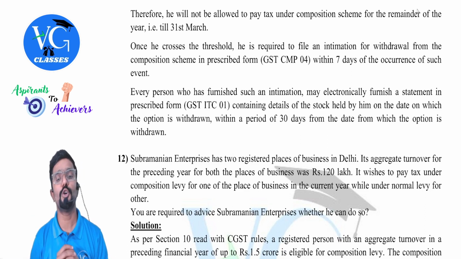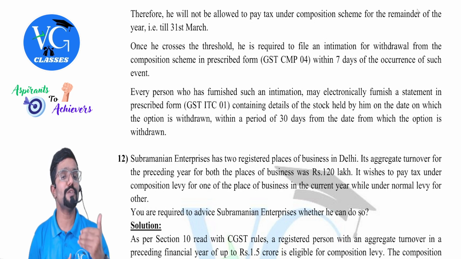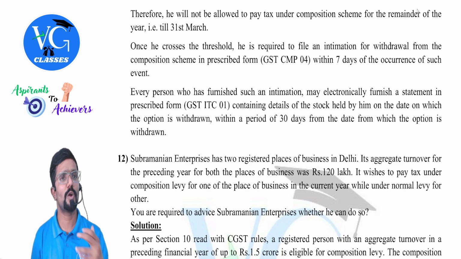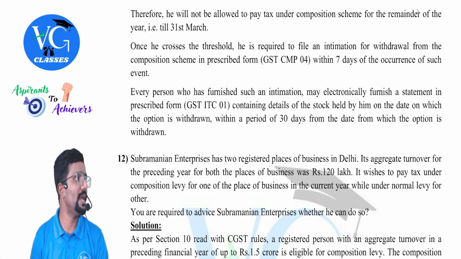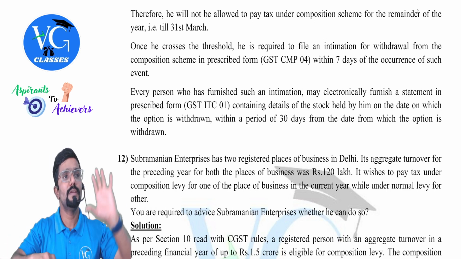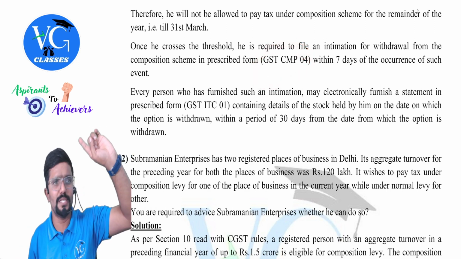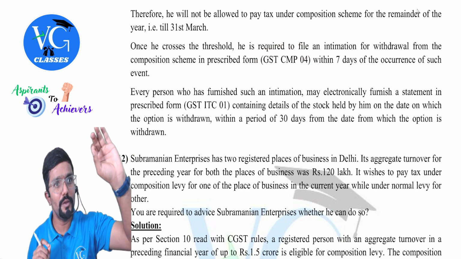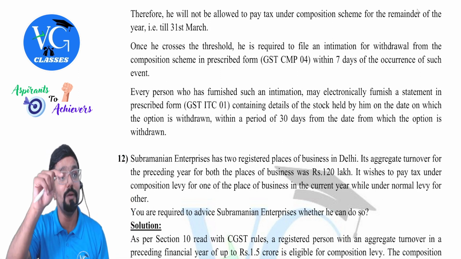Once he crosses the threshold, he is required to file an intimation for withdrawal from the composition scheme in the prescribed form, which is form number CMP-04. CMP stands for composition, within 7 days of the occurrence of such event. Okay, and guys, if you remember the form number, please write it. Definitely your answer will have more weightage. Even you, if you remember, you have to write it. For that you have to be attentive in the class, because to remember you should understand first.